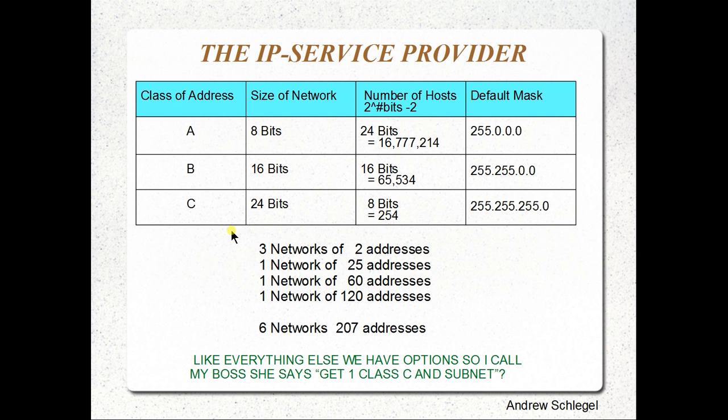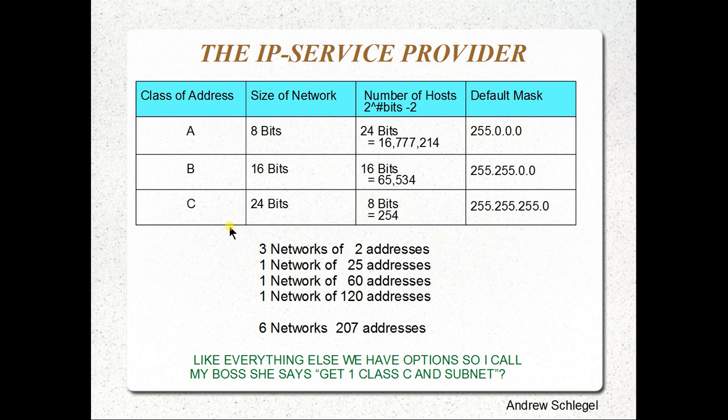This is kind of an overview to give you an idea. The class A network size is 8 bits, and the number of host bits is 24, which gives you a total of over 16 million host addresses, 1 for each PC. Do we need 16 million? No, clearly not. The class B has 16 bits for the network and 16 bits for the host, which provides over 65,000 IP addresses for the host. Do we need 65,000? No, absolutely not.